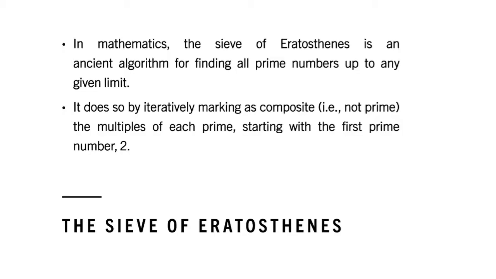Now in mathematics, the sieve of Eratosthenes is an ancient algorithm for finding all prime numbers up to a given limit. It does so by iteratively marking as composite, that is, those numbers which are not prime, the multiples of each prime, starting with the first prime number, that is 2. Now, in order to understand what this particular sieve of Eratosthenes does, let us look at an example.